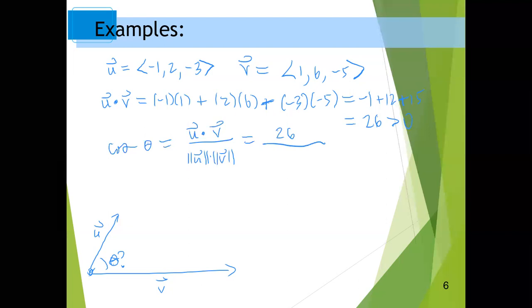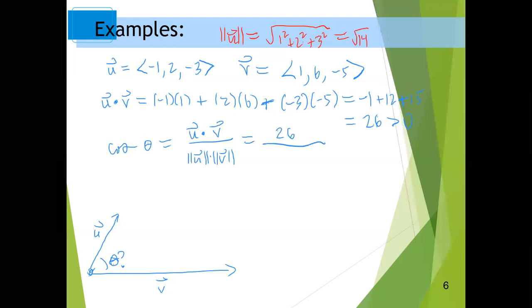Okay, let me go up here. Let's compute the length of U. The length of U is going to be the square root of 1 squared plus 2 squared plus 3 squared, right? There's some negatives on there, but those don't end up mattering, yes, because I'm squaring things. And it's going to be 9 plus 4 is 13 plus 1 is 14. And so it's the square root of 14. Do you see what I'm saying? Yeah? And what about the length of V?